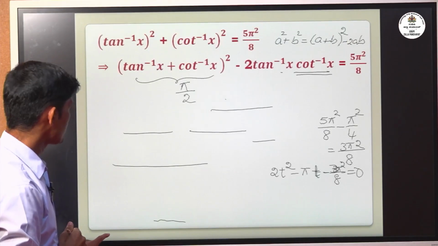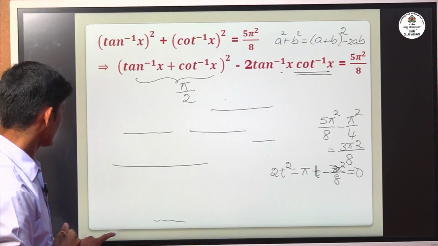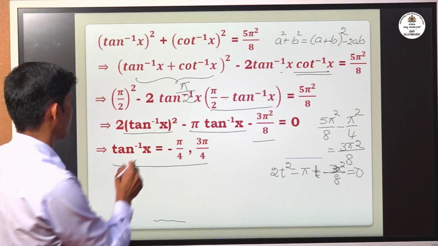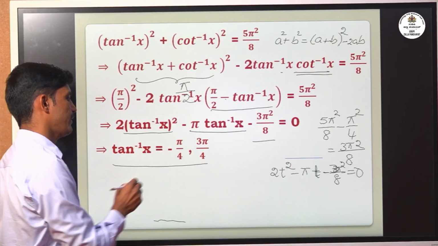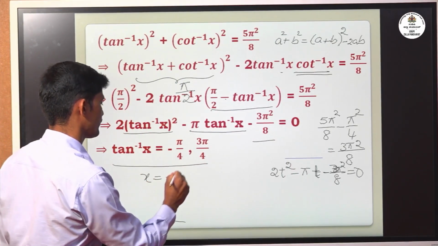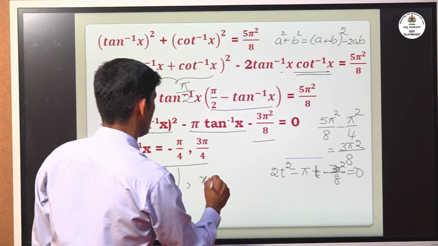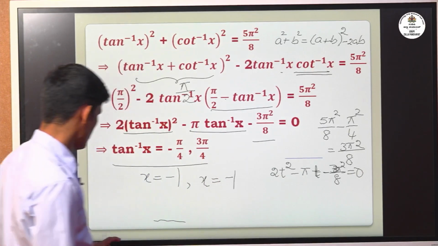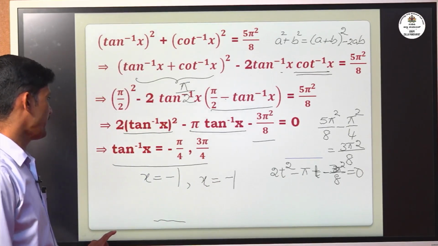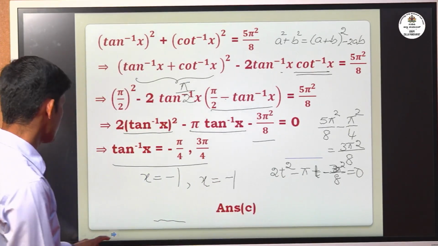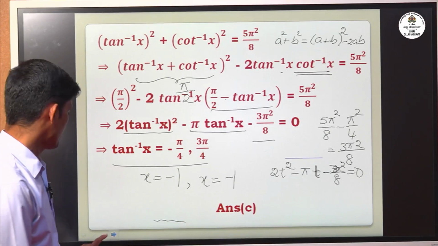Therefore let us check the answer here. Tan inverse x equal to minus pi by 4 means x is equal to minus 1, and tan inverse x equal to 3 pi by 4 means then also x is equal to minus 1. Tan 3 pi by 4 is minus 1, therefore the answer is C, that is minus 1.